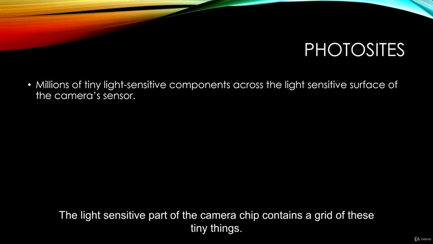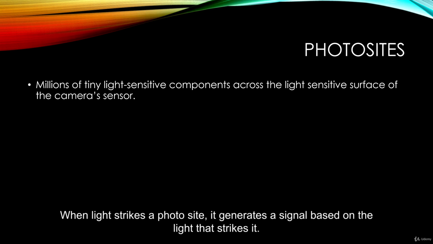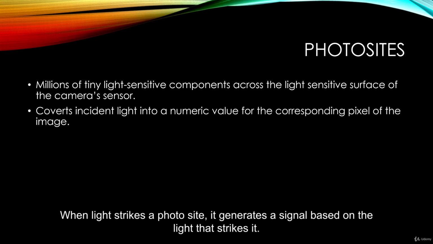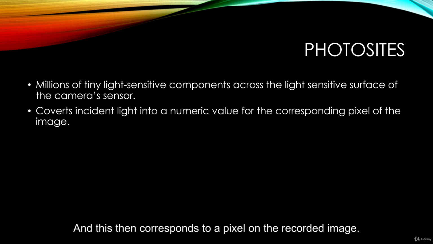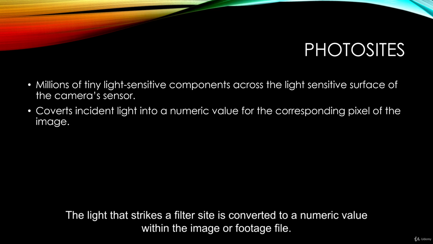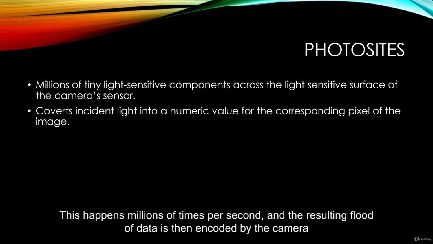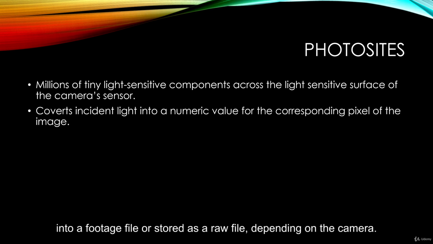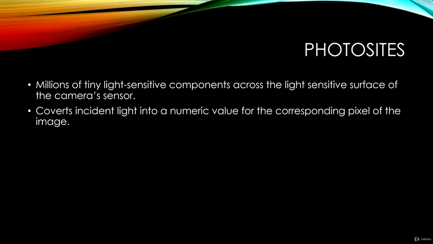The light-sensitive part of the camera chip contains a grid of these tiny things. When light strikes a photosite, it generates a signal based on the light that strikes it, and this then corresponds to a pixel on the recorded image. The light that strikes a photosite is converted to a numeric value within the image or footage file. This happens millions of times per second, and the resulting flood of data is then encoded by the camera into a footage file or stored as a RAW file depending on the camera.